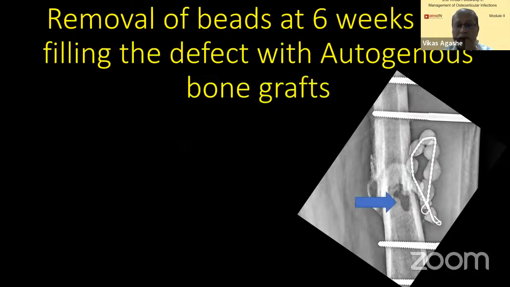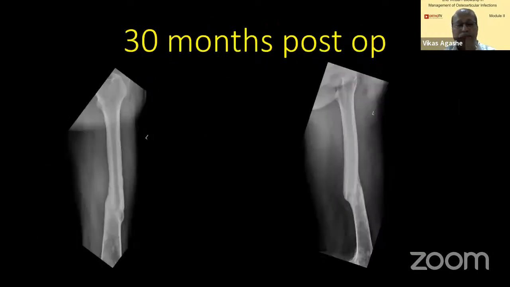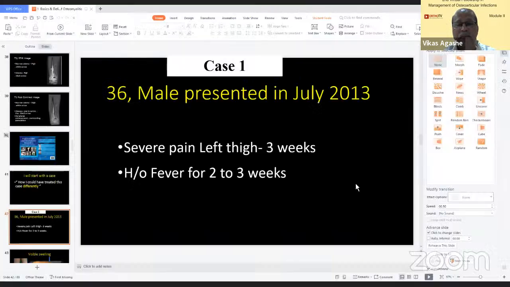So at about 8 weeks, I took out the beads and addressed that defect with autogenous grafts. And this is him at 8 months, no recurrence of infection. This is at 30 months post-op, a well-healed fracture. He has a range of movement of about 100 to 110 degrees. So all in all, what are the lessons that I learned?